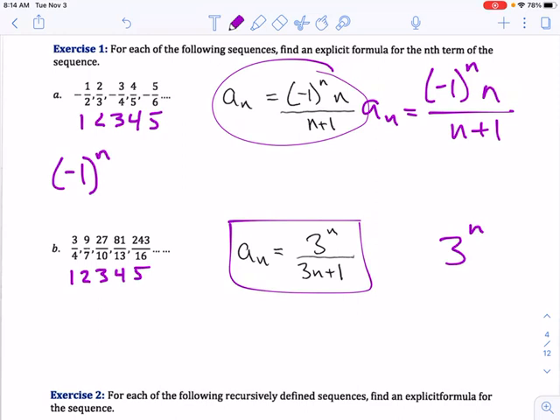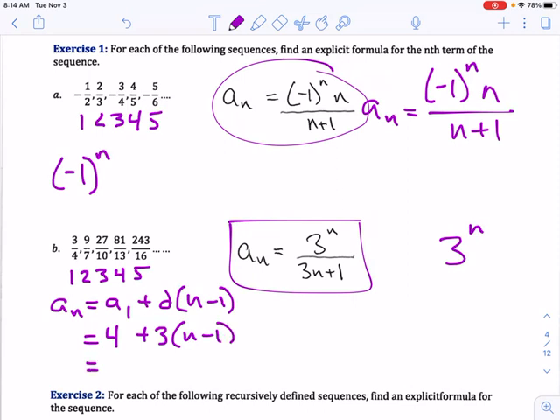So I have an arithmetic sequence here, which would be in the form of a sub n is equal to a sub 1 plus d times n minus 1. That is the general form for an arithmetic sequence, where a sub 1 is the first term, which would be 4, and d is the common difference, which is 3, times n minus 1, which simplifies to 4 plus 3n minus 3, or 3n plus 1. So that's my denominator.